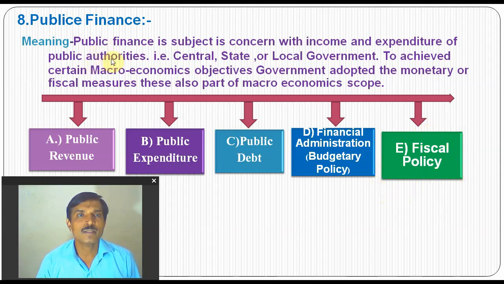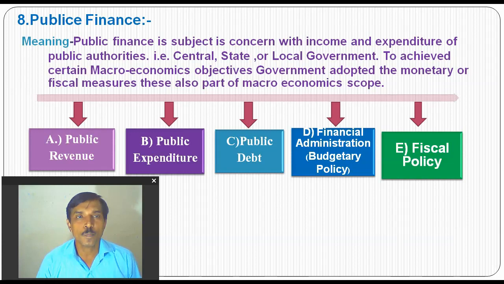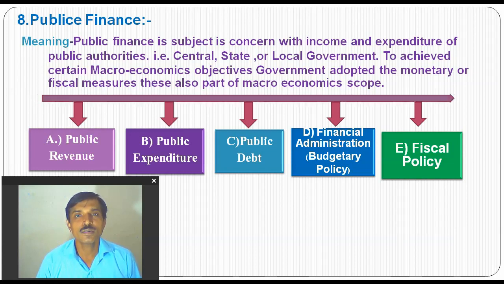So public finance is the subject matter of macroeconomics because it is concerned with public authorities, meaning the government. At the macro level, the study of the economy and of government income and expenditure is included in public finance and also in the scope of macroeconomics. Public debt, financial administration and fiscal policy are also included in public finance and the macroeconomic scope. So here we complete our point on scope.